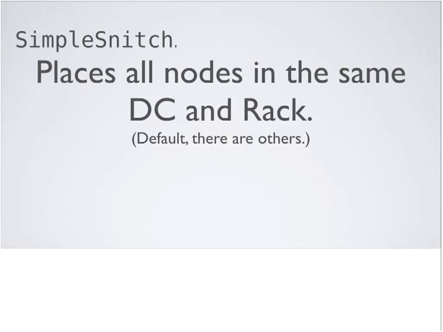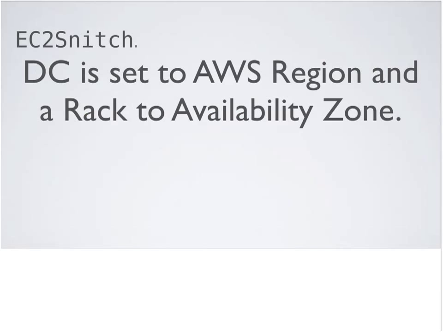Of course, there's a simple snitch which places all the nodes into the same data center and the same rack. That's kind of handy to start easily. There's a number of other ones. There's a property file one. There are ones that look at the IP address to decide what's the rack and what's the data center, all the way up to the EC2 snitch.